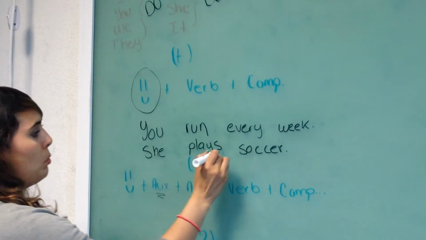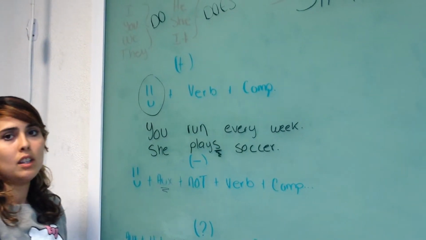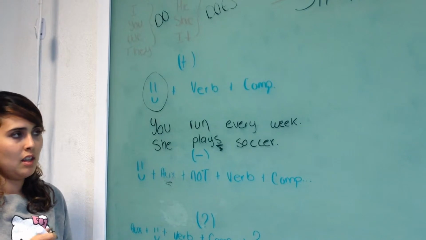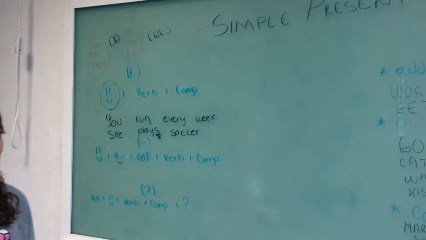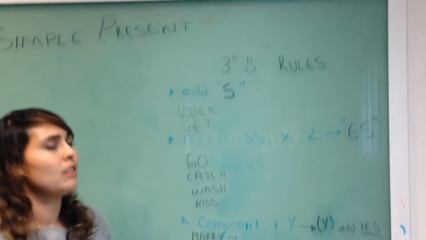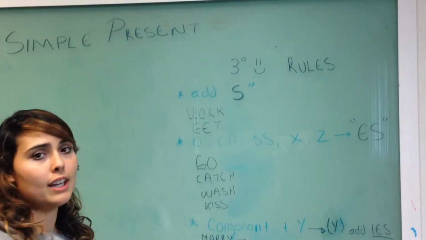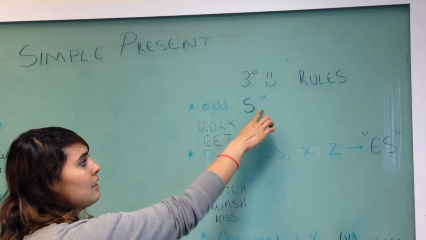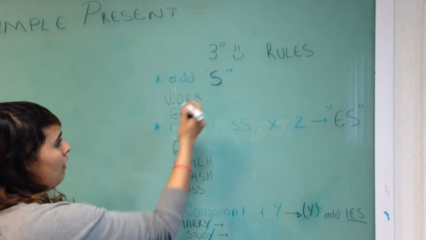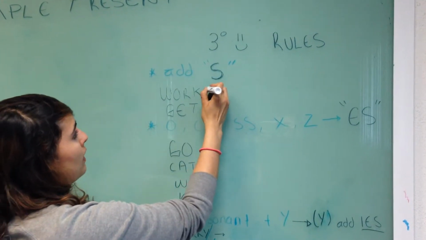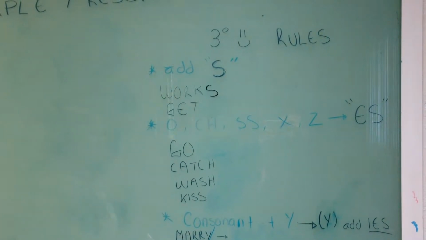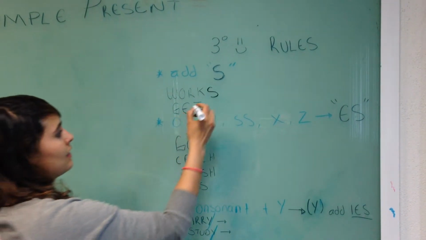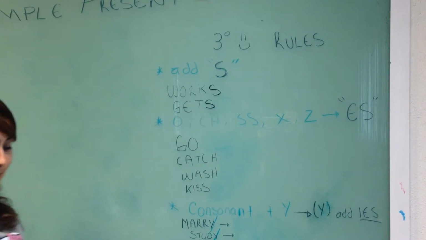If you see, I put an S at the end of the verb in the case of the third person, because there are some rules to conjugate the verb when you use the third person. For example, most of the verbs, the only thing that you have to do to conjugate is add an S at the end. Like work, you only put an S, and it's conjugated to the third person. Get, gets.